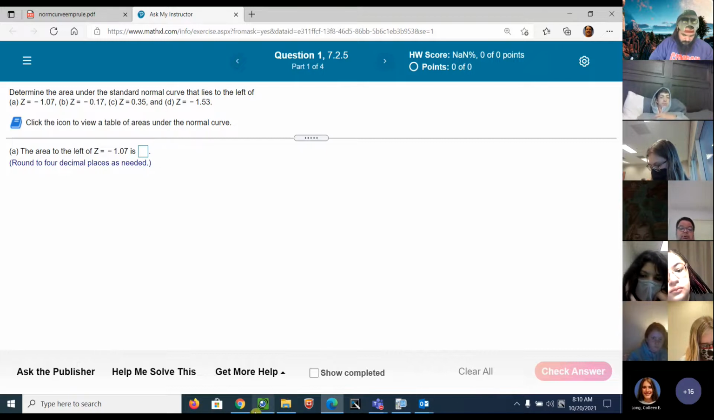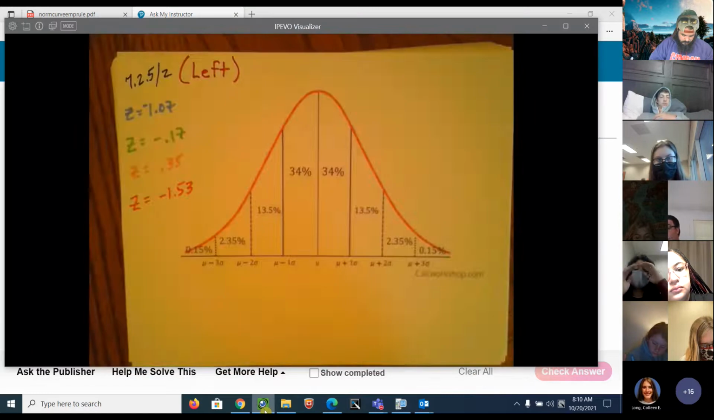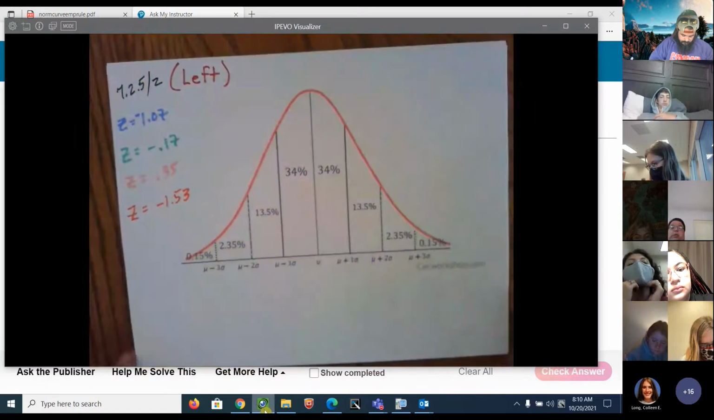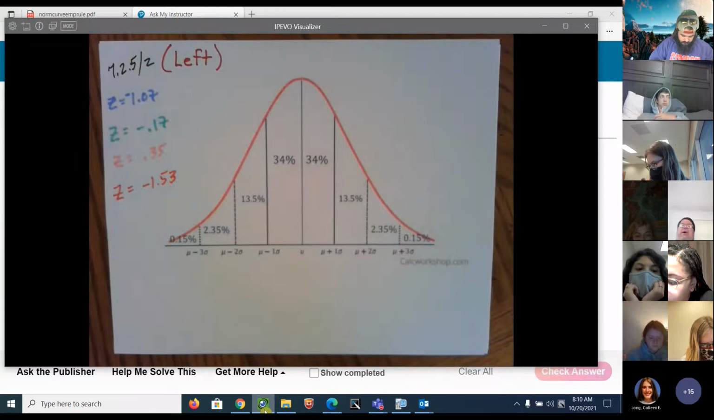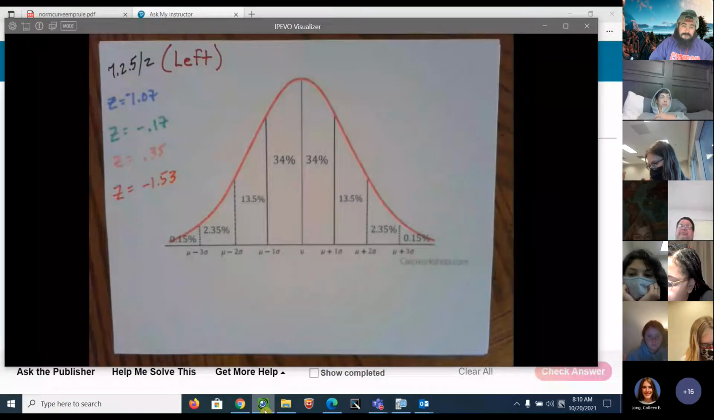Okay, so of course I have my sheet already. And I bet there's still people out there that still haven't copied these sheets out. That's what gets me.